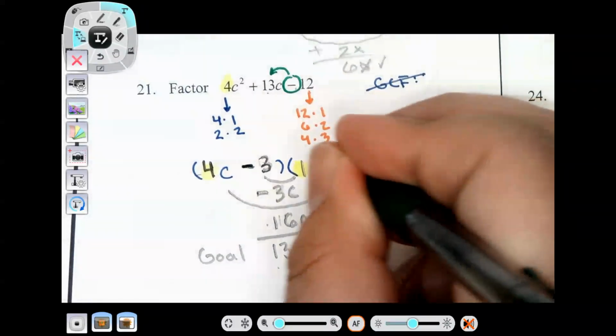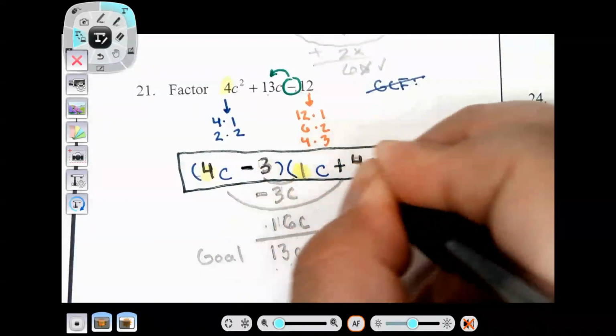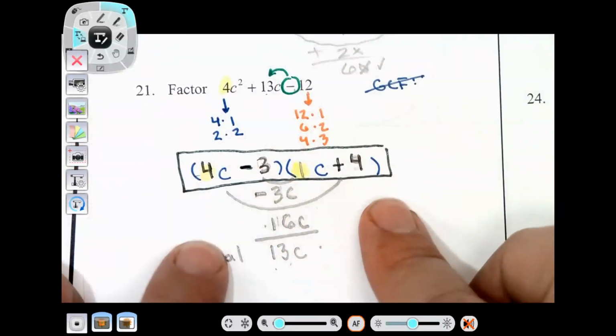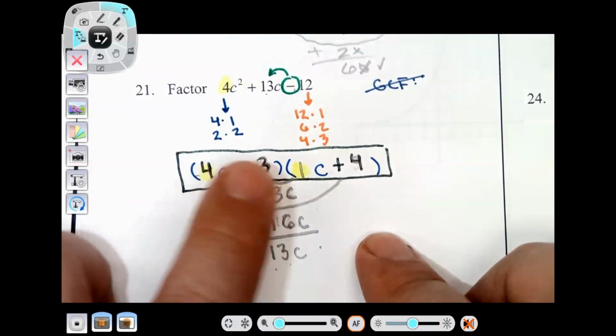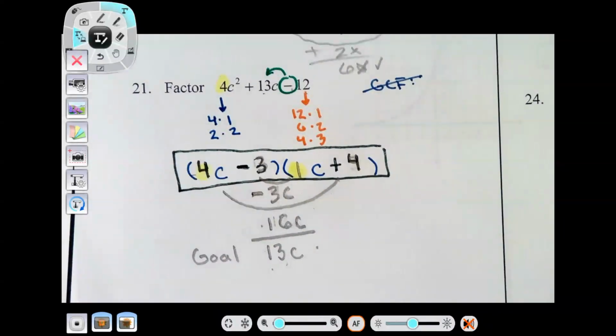Just like that, we've got another factoring problem done. This one, there was a lot of stuff I could have checked. We got lucky that we got it on the second try.